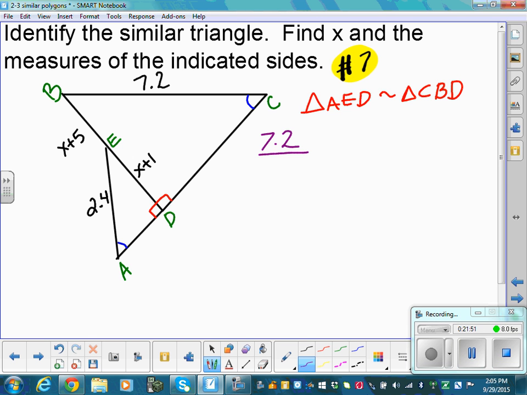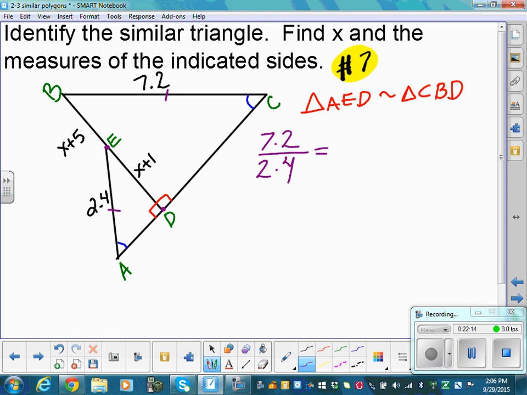Does that make sense? So that's why you have to check. All my students last hour weren't checking, and they were getting the wrong answers. Okay, so 7.2 over 2.4. Does everybody understand why those two are corresponding? Because if you look in the similarity statement, they fall in the same spot. Okay. Which is equal to, now before we do this one, I didn't clarify this.